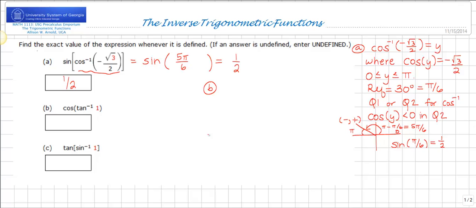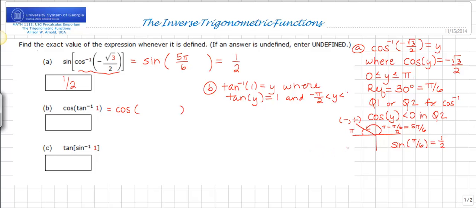Okay, second question. Cosine of tan inverse of 1 is going to be cosine of something. So that requires that we understand what we mean by tan inverse of 1. Well, tan inverse of 1 means that tangent of some angle is the value 1, and that you can only look in quadrant 1 measured positively and quadrant 4 measured negatively.